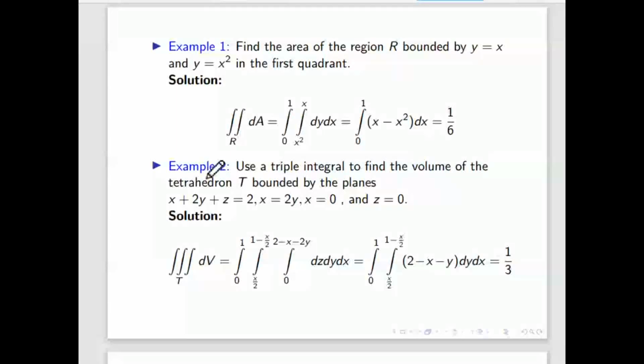Here again it is also given, use the triple integral to find the volume of the T bounded by this. So the question is these limits. If you want to find these limits, for that you need to draw the picture. Here also, how these limits came, you have to draw the picture. So we'll see this one. I will draw the picture and then we will see the limit.